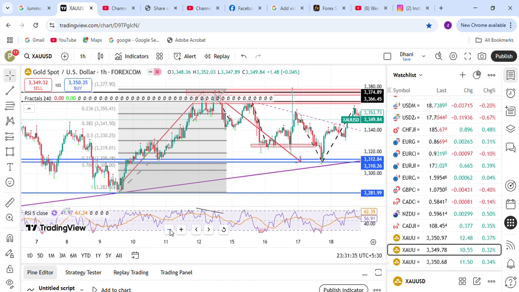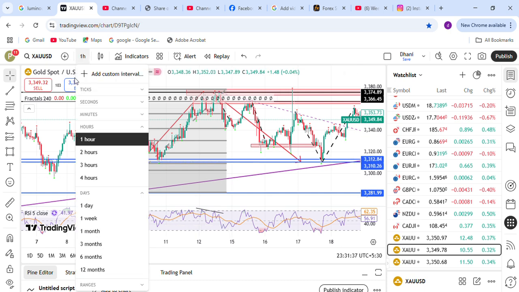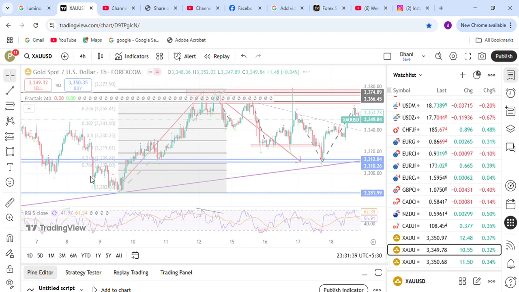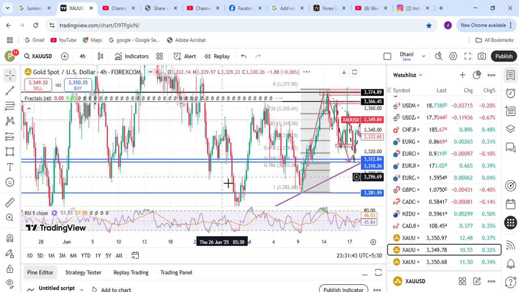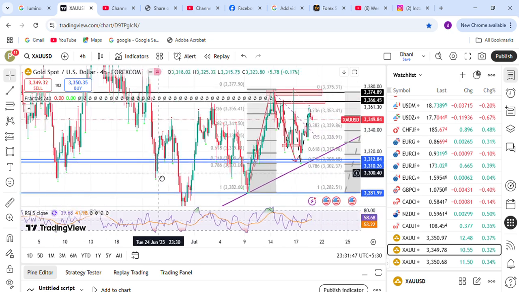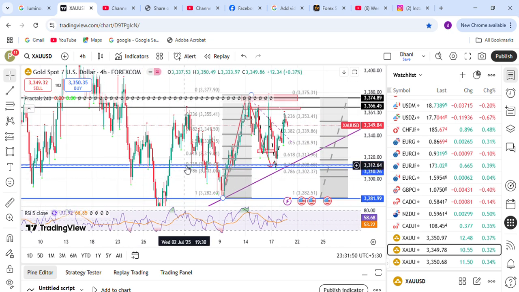3312, 3310 from the previous week. You will remember, you can watch my previous videos for that. It was this correction. I discussed it from there till here, last week. So see, just see. A double top, a break of structure, a retest of structure, and the market continues bearish.